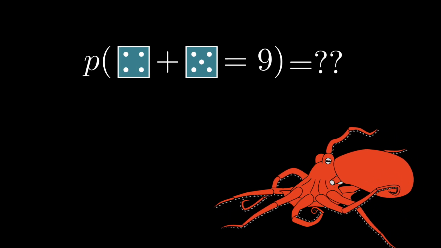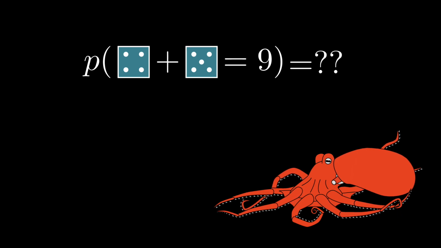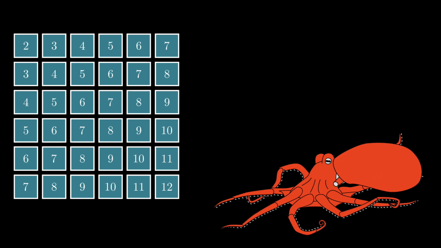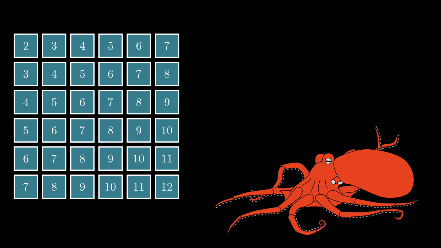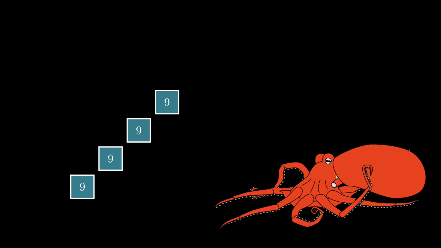To answer these questions, let's formalize the idea of adding 2 dice together. Let's say I want to know the odds that 2 dice add up to 9. Is there a way that we could calculate the probability of a 9 without looking at every possible way that the dice could land? One way that we could do this is to only calculate the probabilities of outcomes where the dice do add to 9.